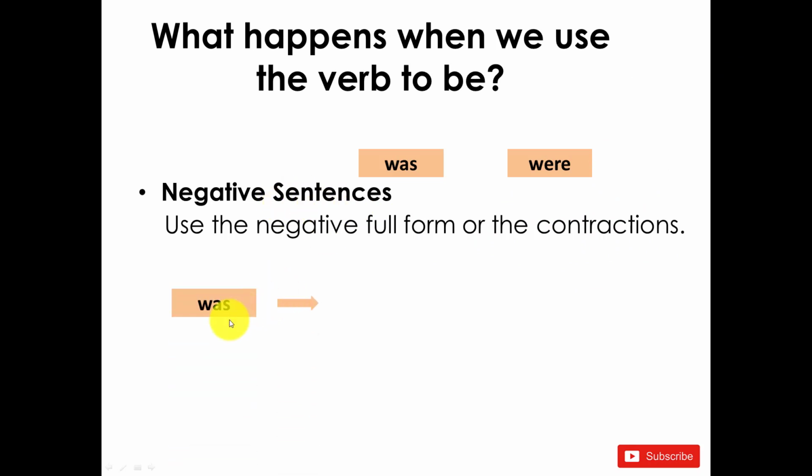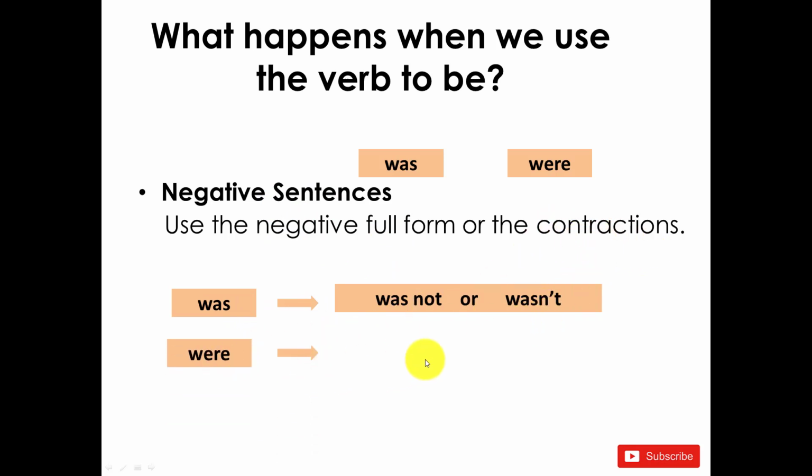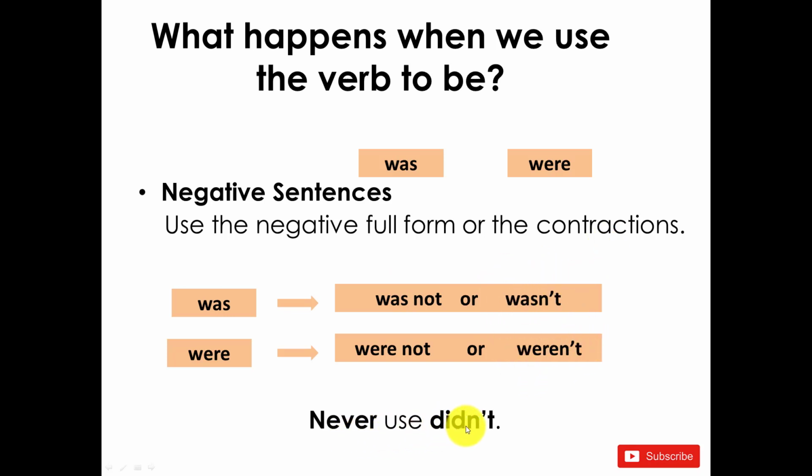For example, was, in full form for negative, we can say was not. And in contraction, short form, we say wasn't. Were, we can say were not or weren't. Here, full form, and here, short form, contraction. Never use didn't in negative.